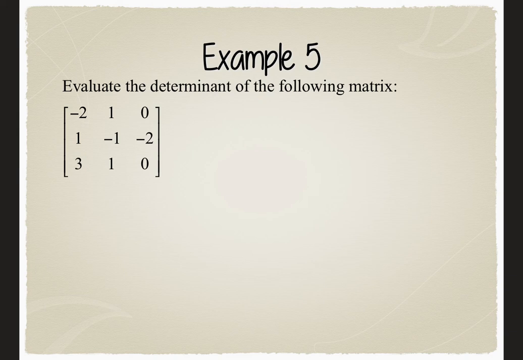So I duplicate columns 1 and 2. So it'd be -2, 1, 3, that's column 1. And then I duplicate column 2, 1, -1, 1. Just columns 1 and 2.